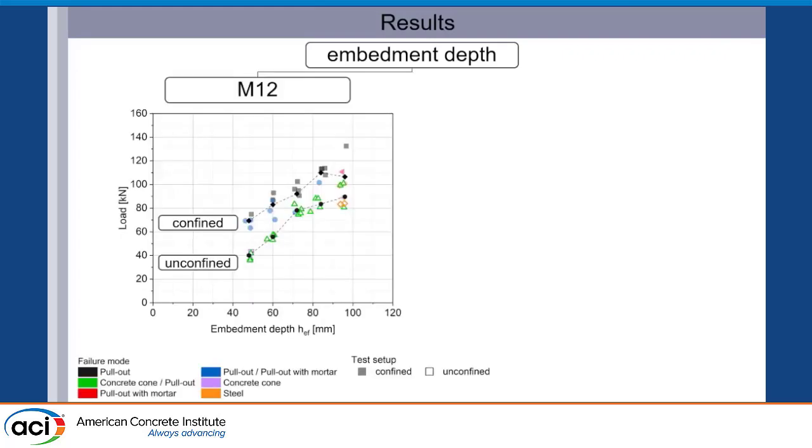Now if we go to the results, the first parameter I mentioned was the embedment depth. Here we have the results for M12. In this case, all the results also show the different failure modes which occurred during the test. For the confined setup, we have an increase of the failure load up to an embedment depth of 7D. Afterwards, a slight decrease in the load was observed. The failure mode also transforms throughout the tests from mostly a mixture of pull-out and pull-out with mortar to pull-out failure, and at the end here at 8D we had also steel failure.